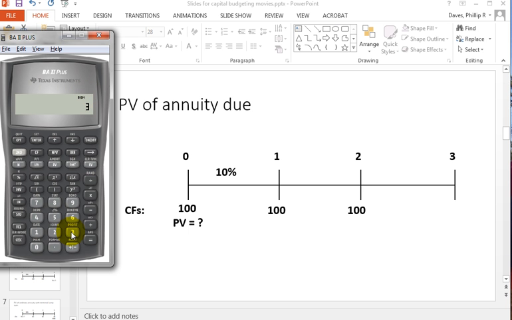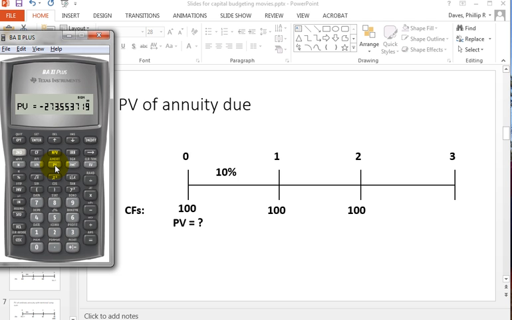So 3 is equal to N. 10% is the interest rate. We don't have a present value. That's what we want to calculate. $100 is the payment, and we don't have a future value because that's what we want to calculate. And now let's compute present value, and we have 273.55.